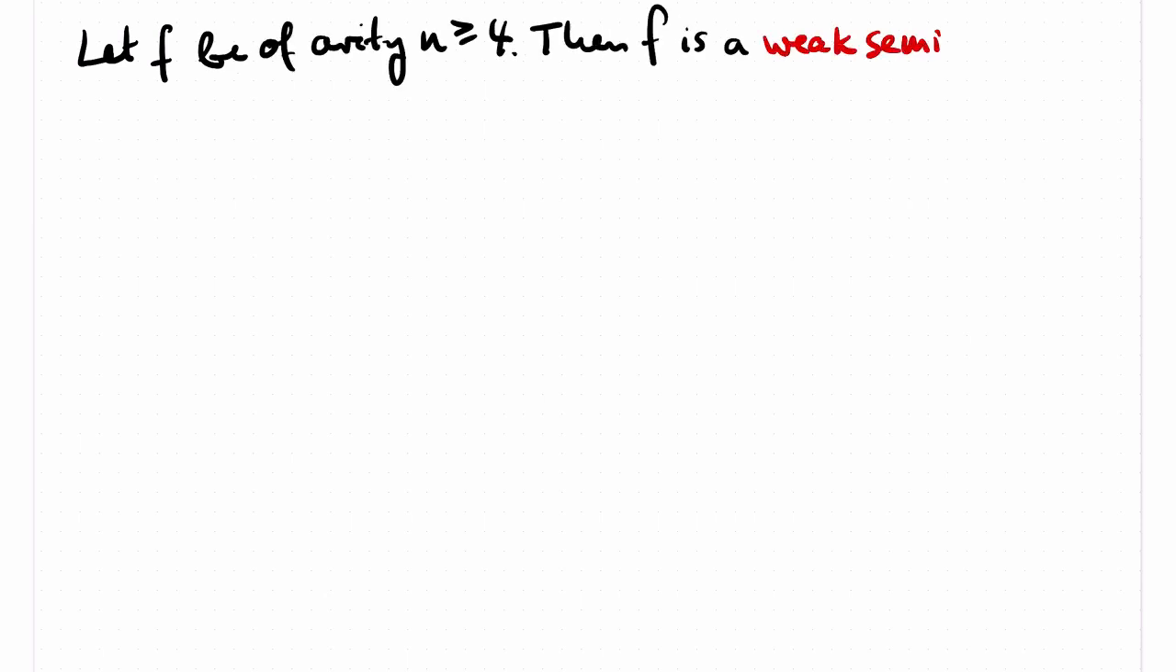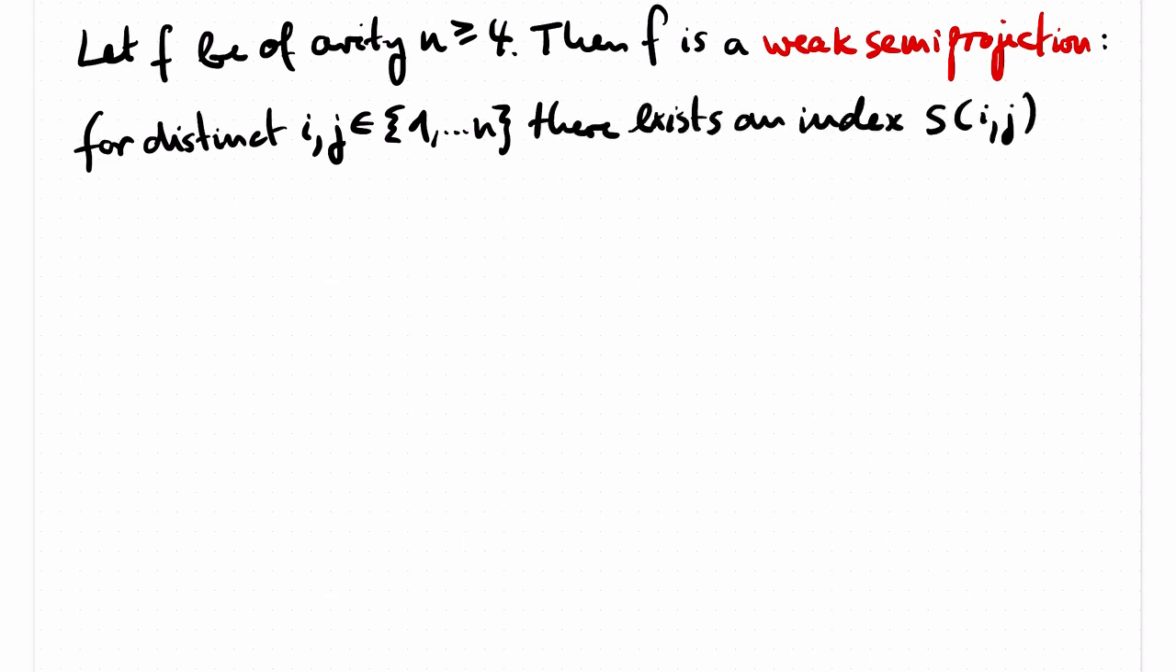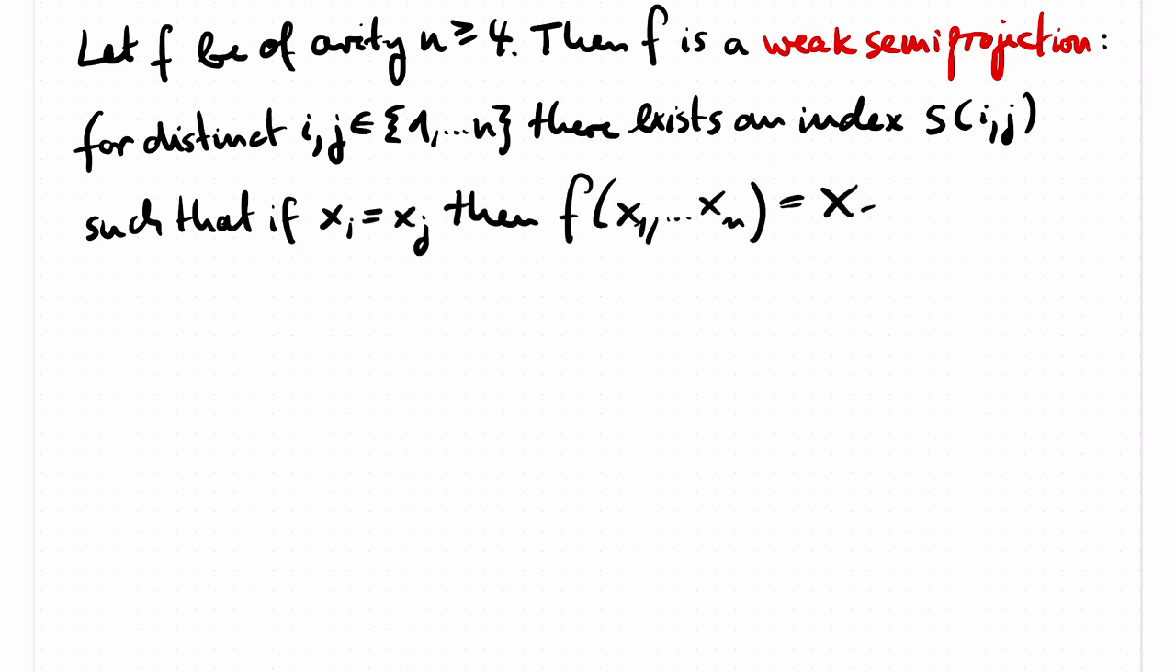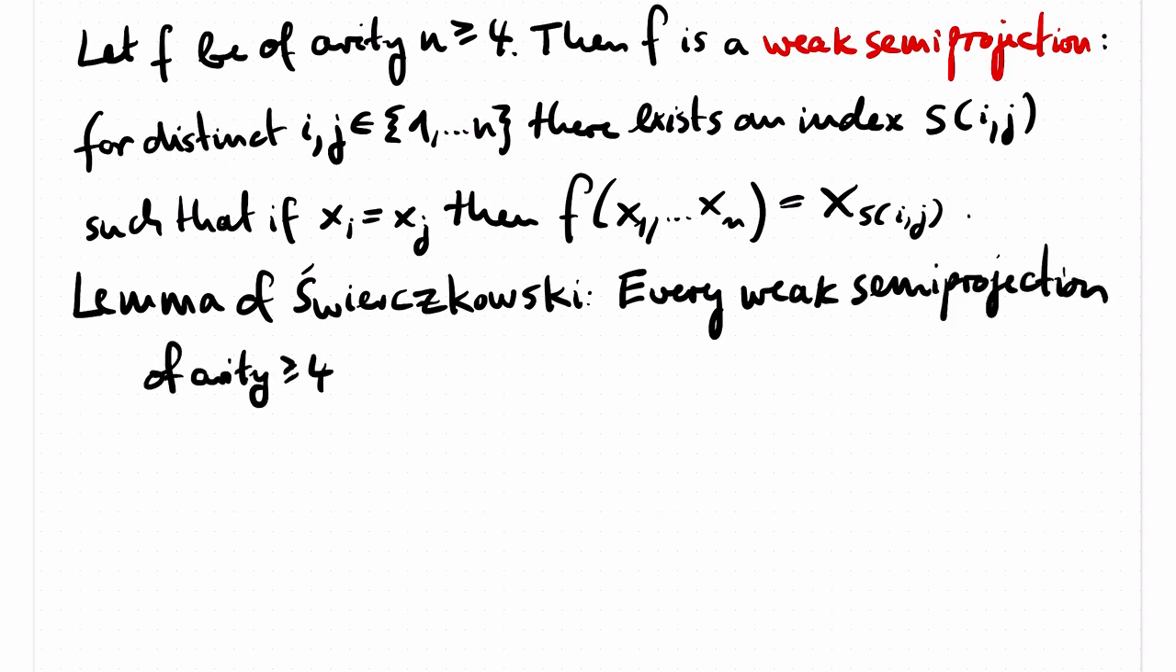Swierczkowski. The final case is that f is an operation of arity at least 4. Then our assumptions imply that f is what I call a weak semi-projection. For any two distinct indices i and j, there is an index s which depends on i and j, such that if the ith and the jth argument of f are the same, then f returns the argument at position s. The lemma of Swierczkowski says that in this case f must already be a semi-projection. In other words, the function s_ij is constant.